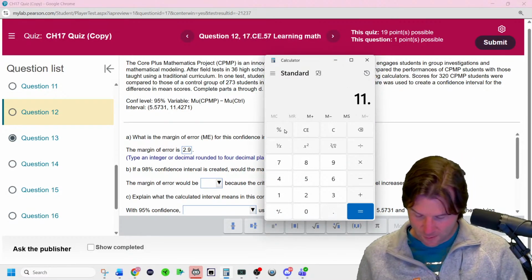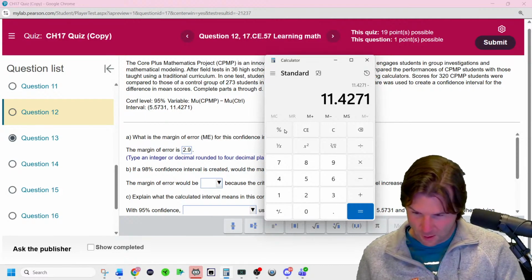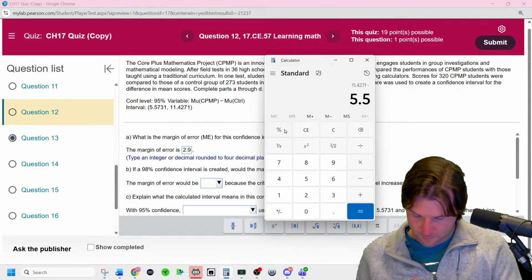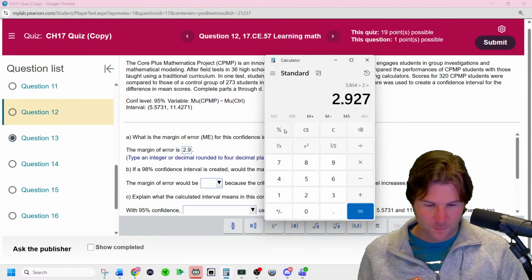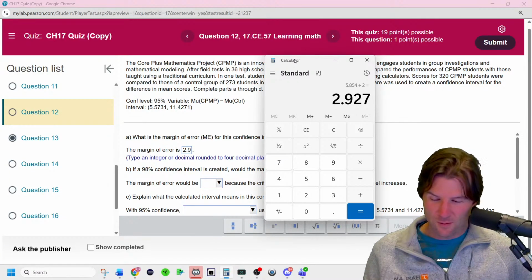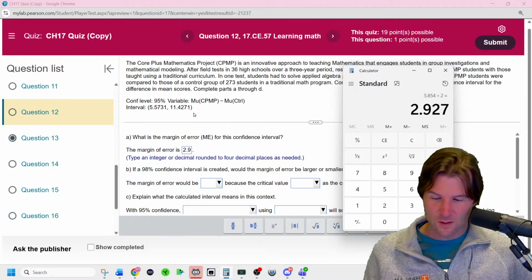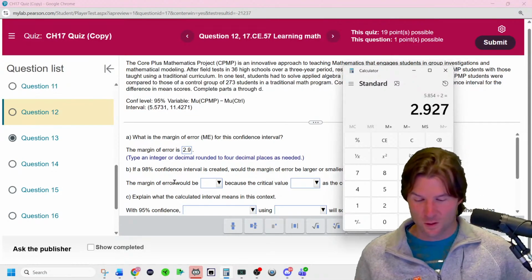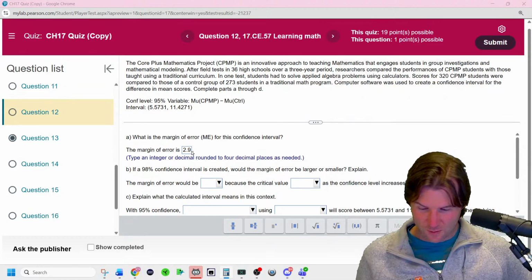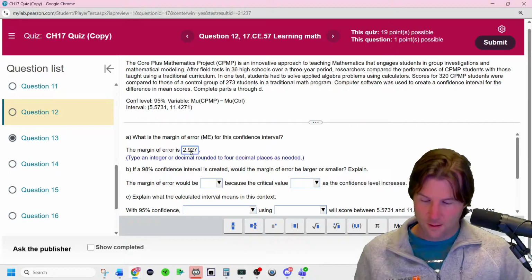So upper minus lower, divided by 2. And there it is. So just say 4 decimals? It doesn't even give us 4 decimals. Oh, because they end in the same decimal, so it rounded to 0. So there is a 4th decimal technically, but okay, there we go.